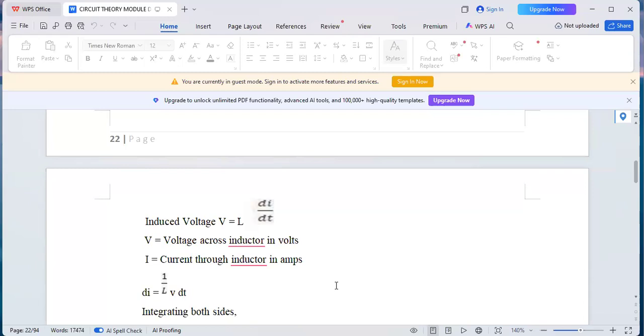V is the voltage across the inductor in volts. I is the current through the inductor in amps. Okay. di equals 1 over L times V dt. So this is the formula.